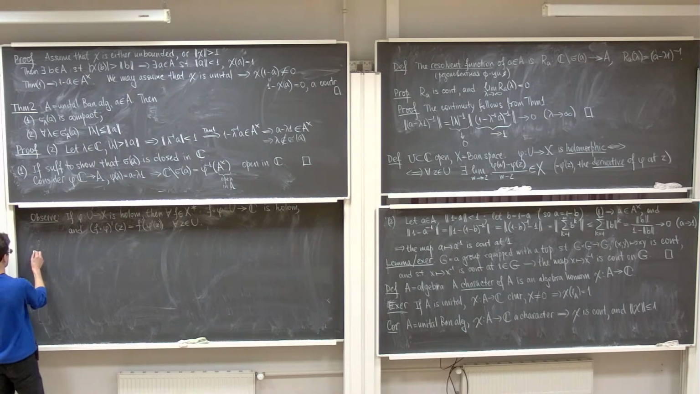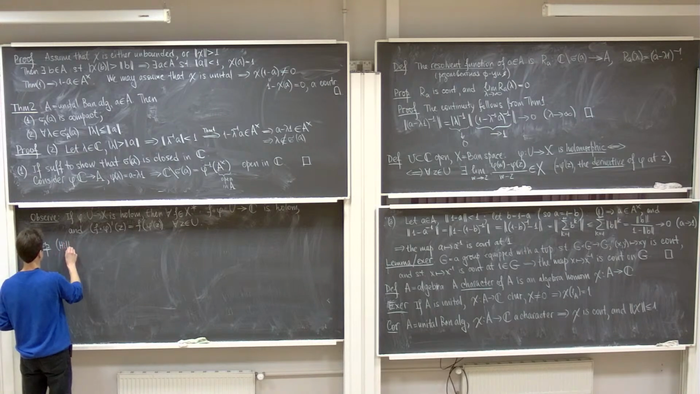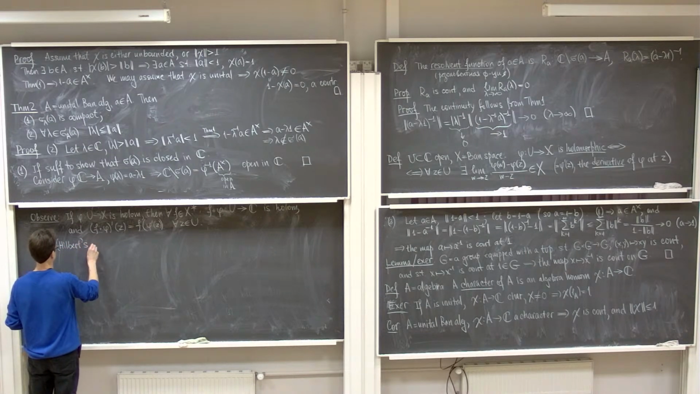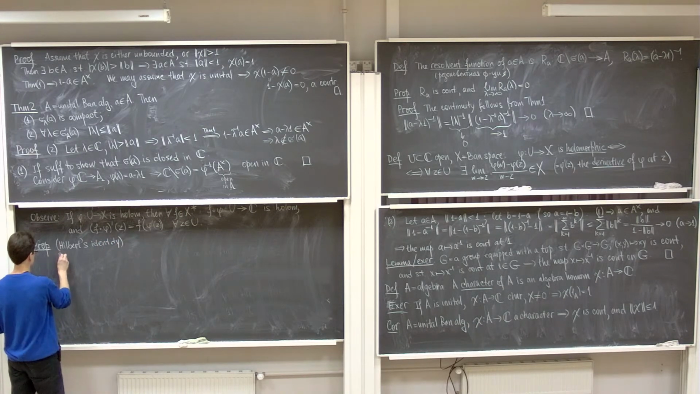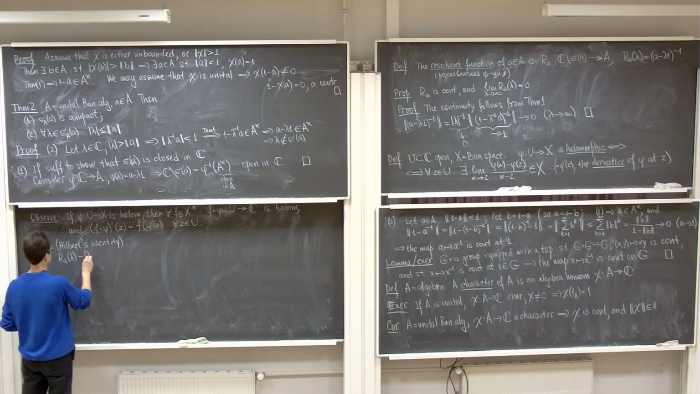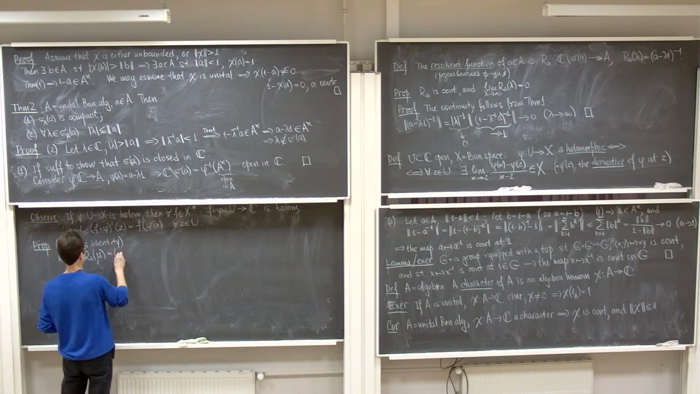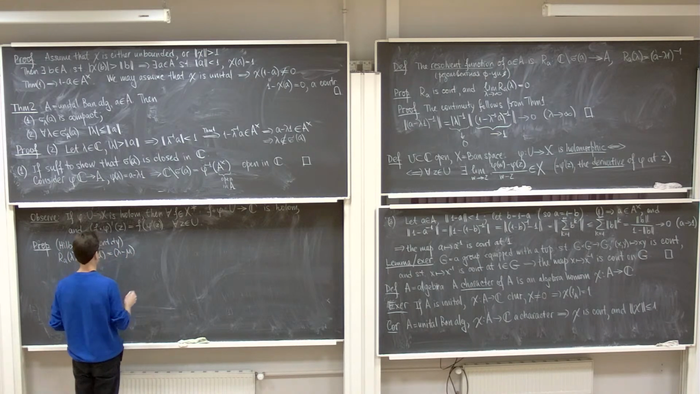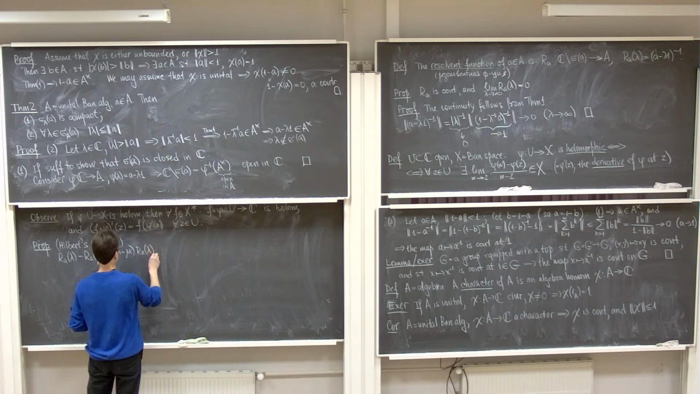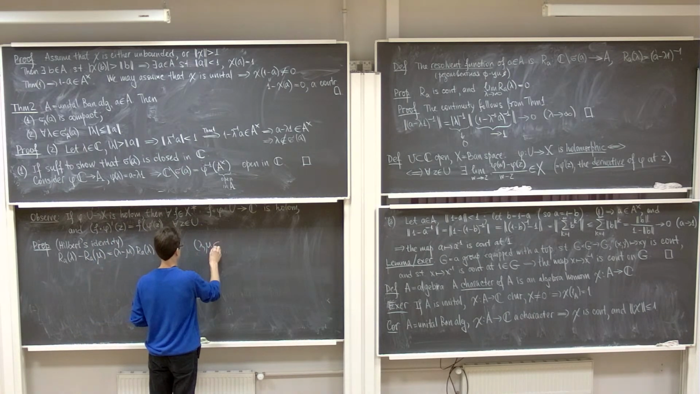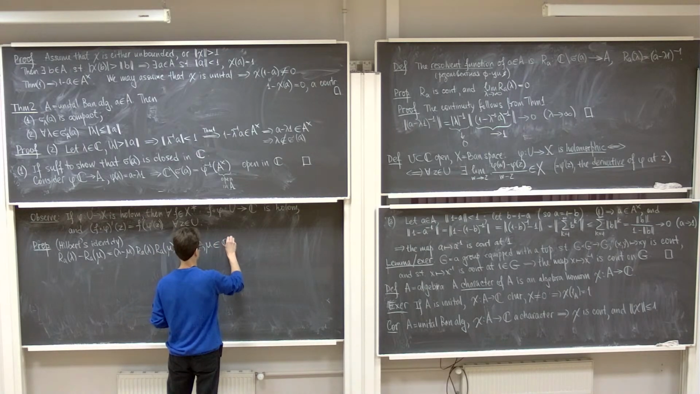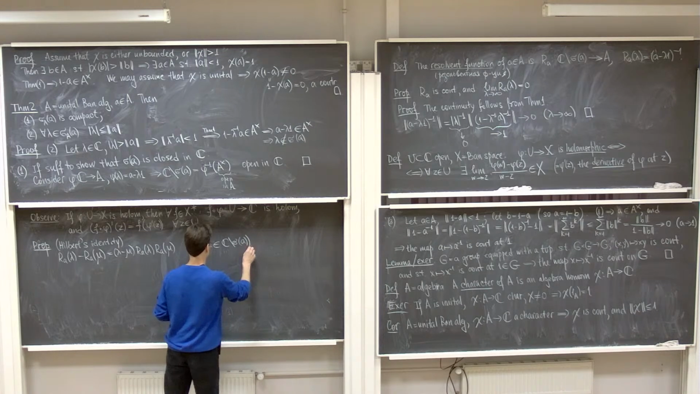Okay, now we have the following simple algebraic result, which is the so-called Hilbert's identity. This is the identity of the following form: r of lambda minus r of mu equals lambda minus mu multiplied by r of lambda, r of mu. And this holds for all points lambda and mu where this expression is defined. These lambda and mu are complex numbers which are not in the spectrum of A.